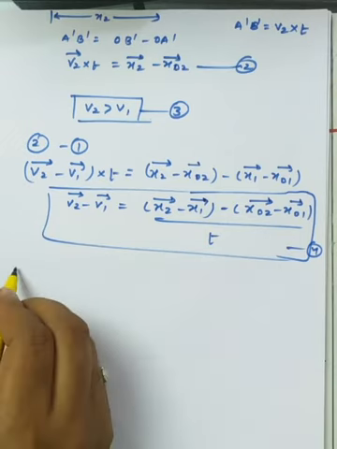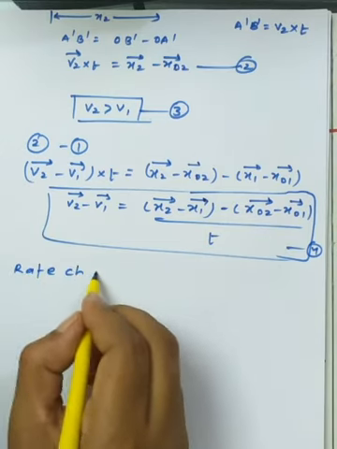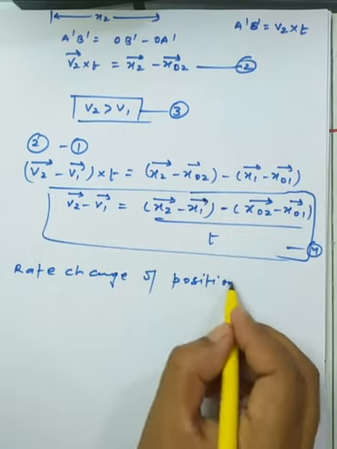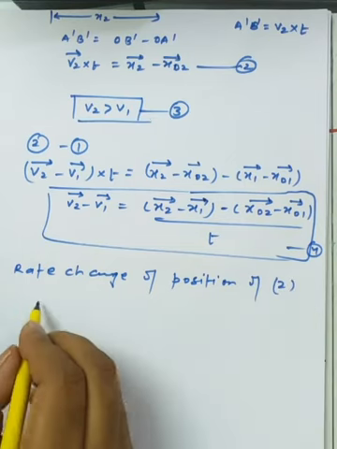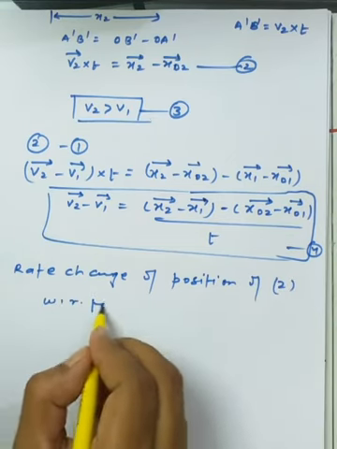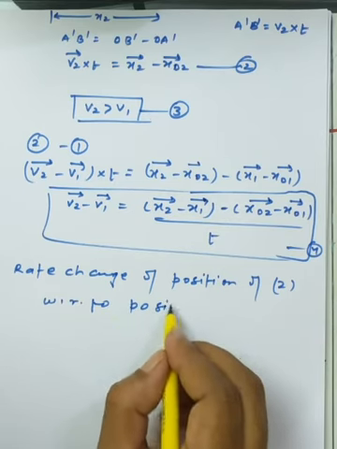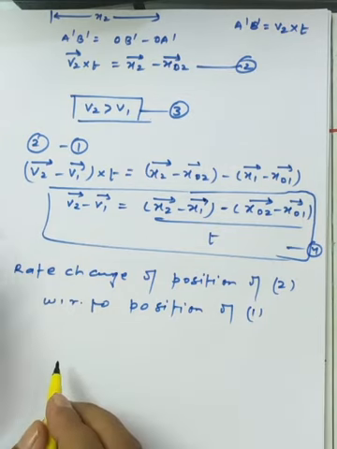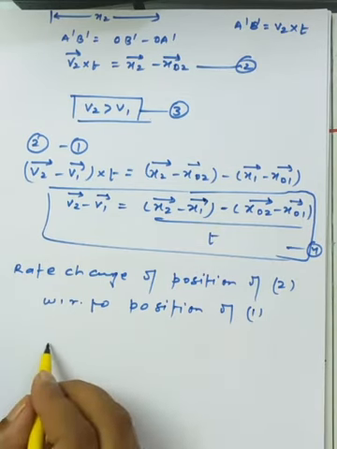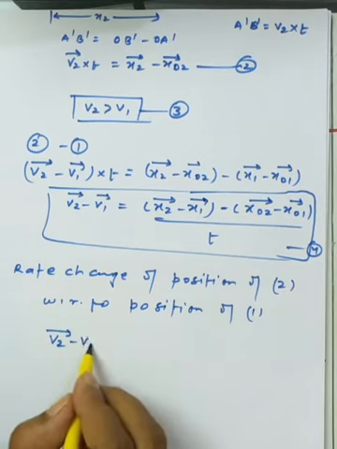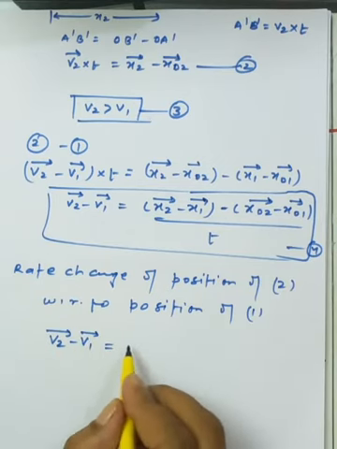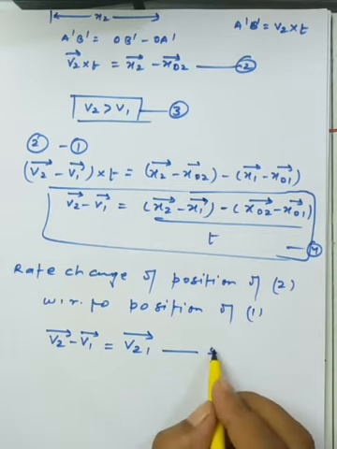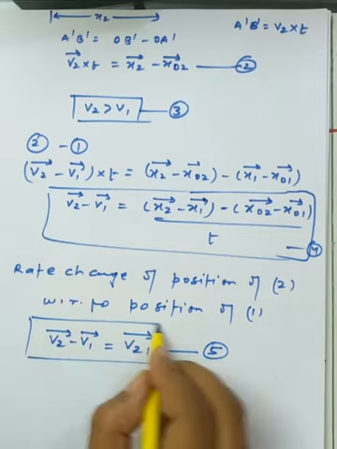rate of change of position of object 2 with respect to the position of object 1. So here we have got the formula v2 vector minus v1 vector. It is the relative velocity, and it can be represented by v21. So this is the general formula we have for objects moving along the same direction.